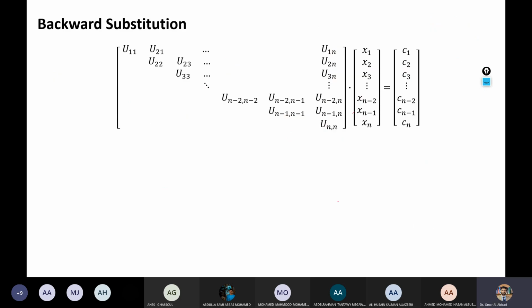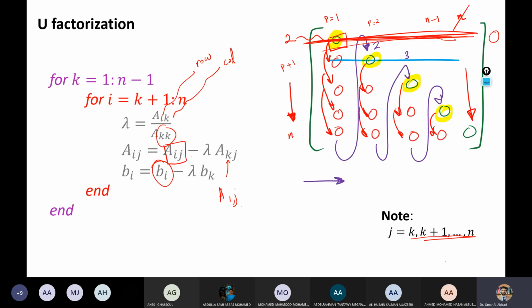Now we have done the factorization. We will do several exercises in MATLAB on how to do the factorization using MATLAB. So if you did not understand this, that's fine. We will go through it several times.